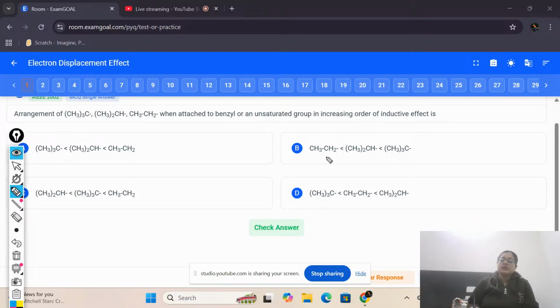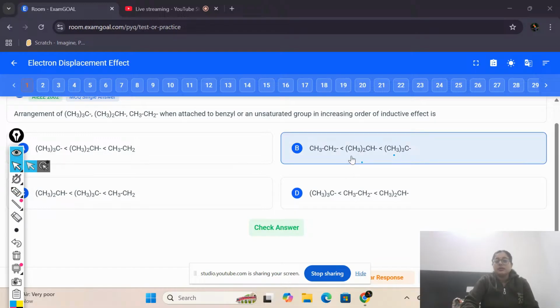The inductive order will be tertiary, secondary, primary. It is primary less than secondary, less than tertiary. That means tertiary has the more inductive effect. Of course, the higher the number of alkyl groups, the higher will be the inductive effect. So option B will be the correct answer.